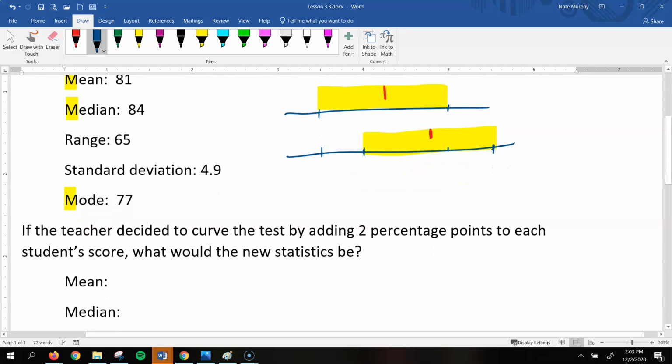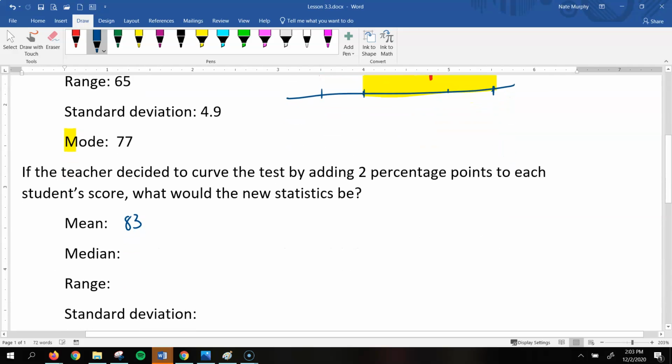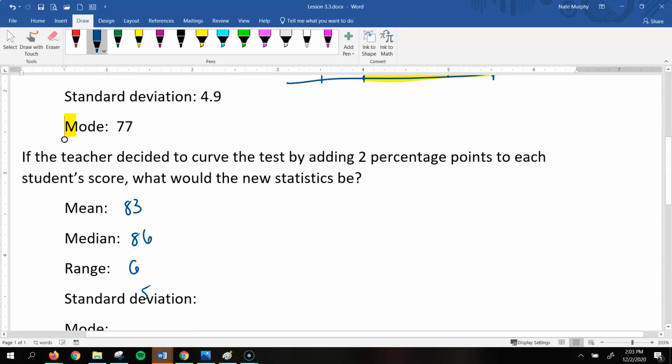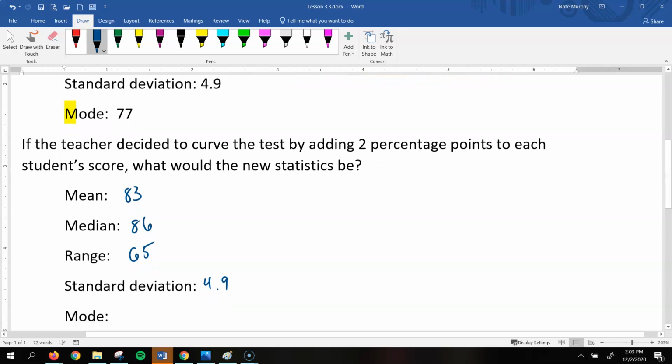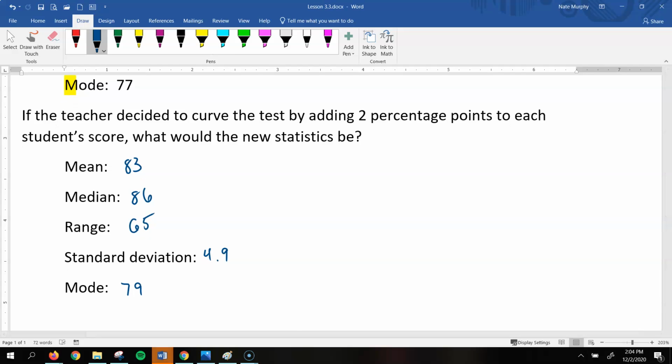So the mean would increase to 83. The median would increase to 86. The range would stay at 65. The standard deviation would stay at 4.9, and the mode would increase to 79. So again, the mean, the median, and the mode would change. The other ones would stay the same.